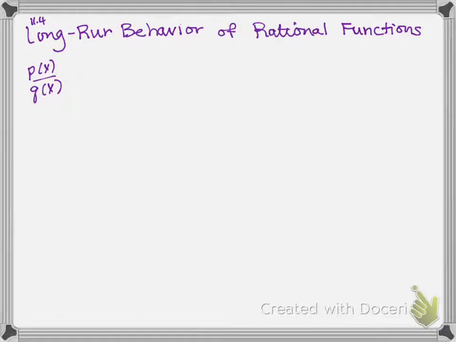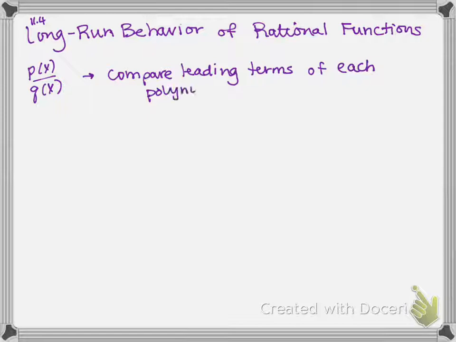Right, so in looking at the long-run behavior of rational functions, in the form polynomial over polynomial, you'll be able to tell this long-run behavior if you compare leading terms of each polynomial, the one in the numerator and the one in the denominator. And one of three things will happen.